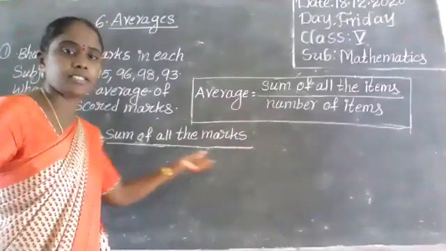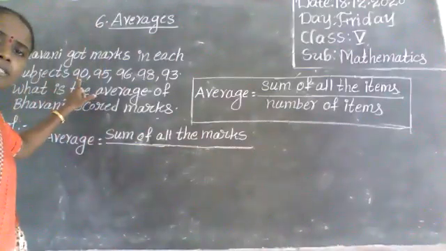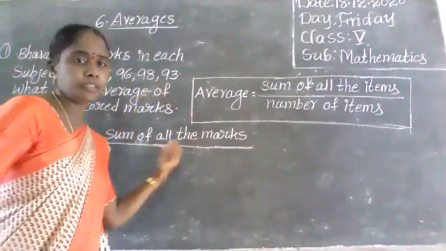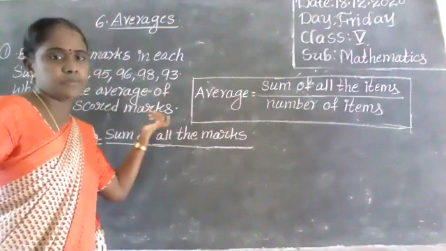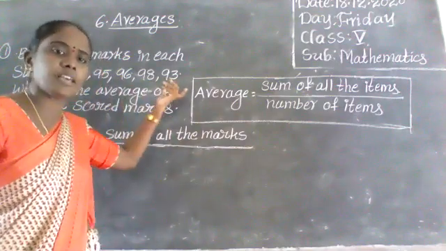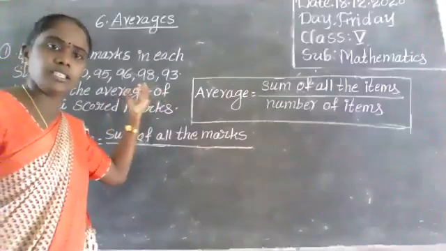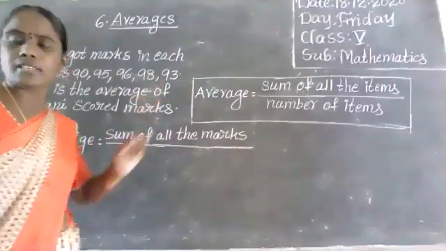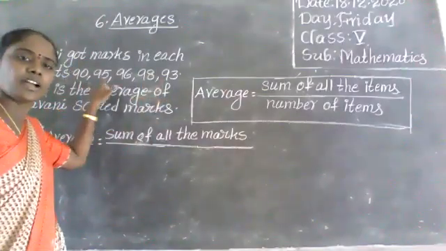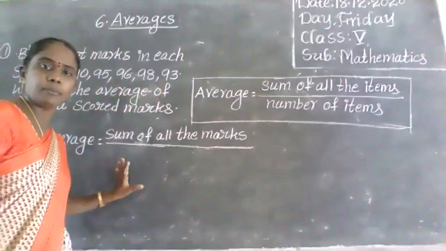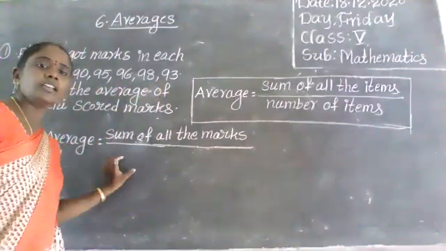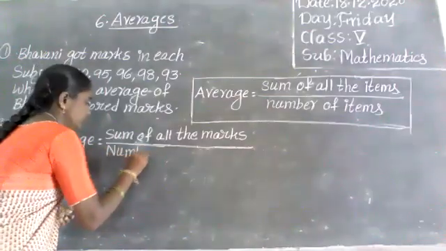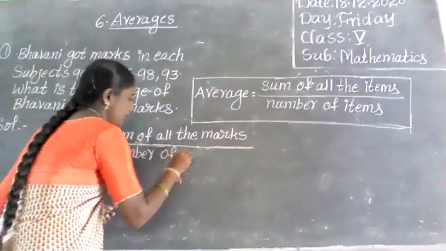Number of numbers also. How many numbers are given here? 1, 2, 3, 4, 5. That's why we write 5 numbers, or number of subjects also. In each subject, in 5 subjects, she got marks. How many subjects are there here? 1, 2, 3, 4, 5. So number of numbers or number of subjects. Right, number of subjects.